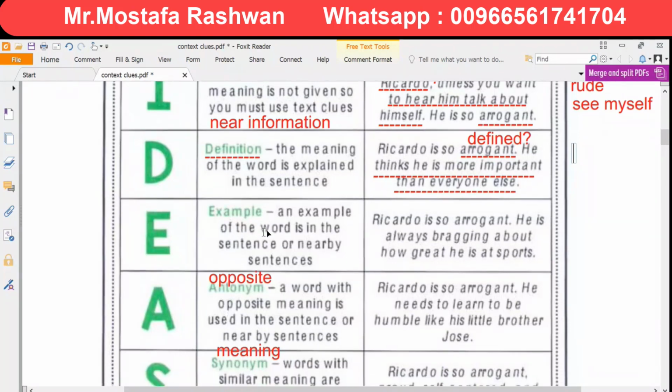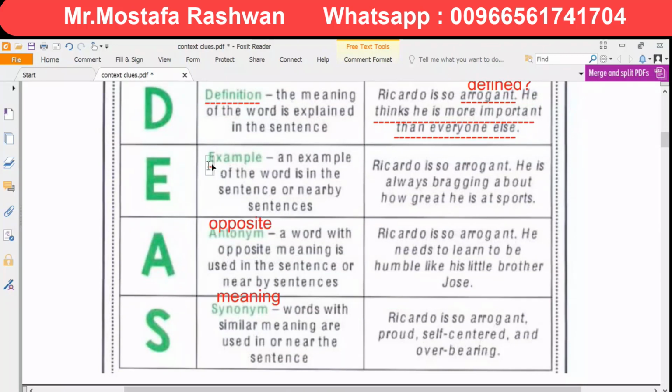The third technique is using examples. Sometimes the writer gives you an example from which you can guess the meaning of the new word. The example of the word is in the sentence or a nearby sentence. Let's read the example. Ricardo is so arrogant. He's always bragging about how great he is at sports. The word brag means proud. Somebody who always shows off, wants to appear to the world: I'm here, I'm the only one, I'm the best player. This is what he means by brag.